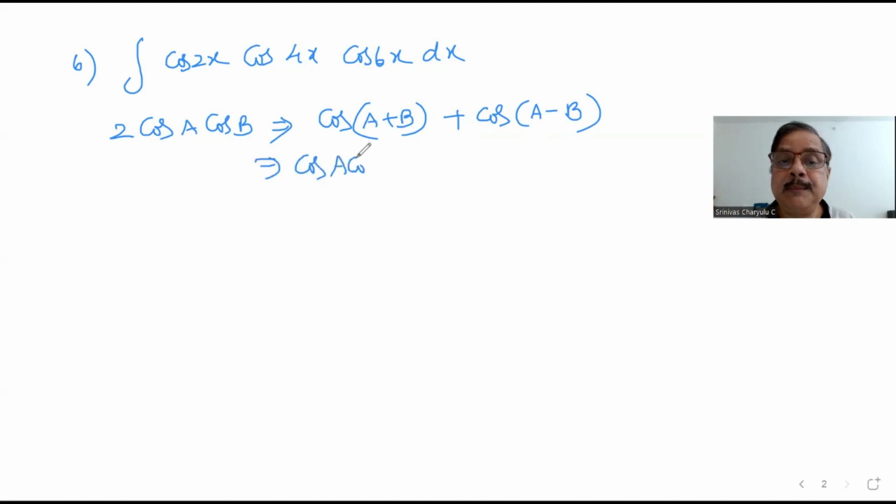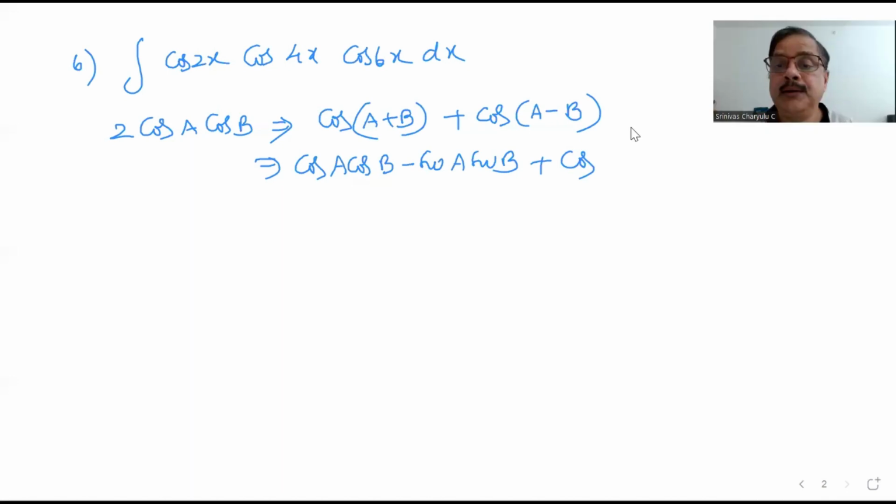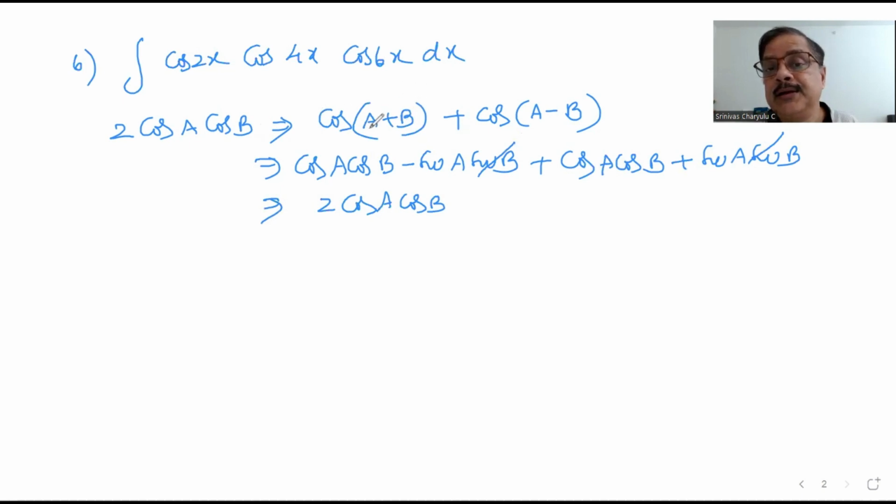Cos A cos B minus sin A sin B, that is for the first one. For the second one, cos A cos B plus sin A sin B. This is for cos of A minus B. So in both places, sin A sin B gets cancelled. So you are left with only 2 cos A cos B. Therefore, if a function 2 cos A cos B is there, then you can write it as cos of A plus B plus cos of A minus B.